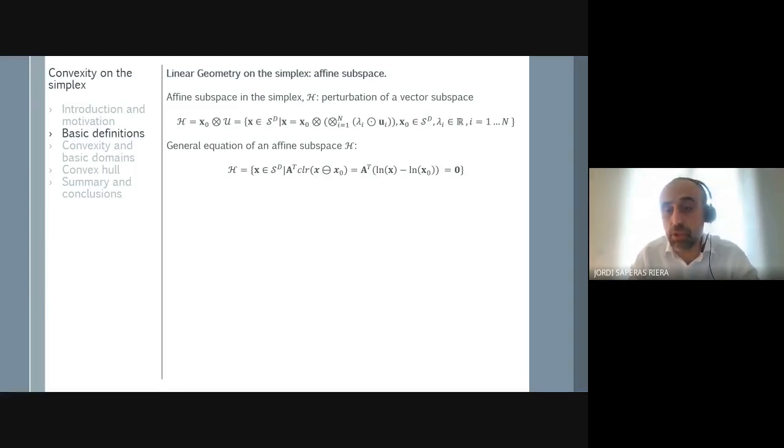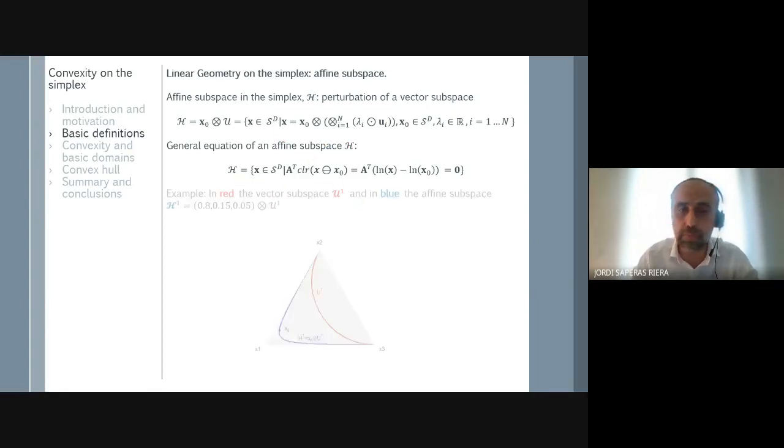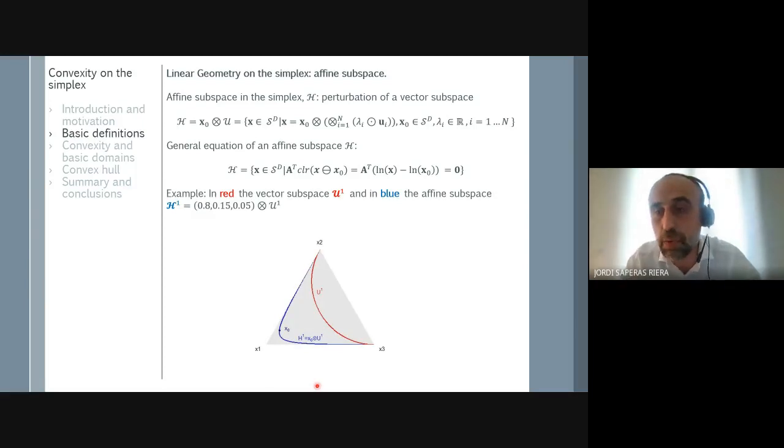Once the vector subspace is defined, we can define the affine subspace as the perturbation of a vector subspace. And as we have done before, we can transform this initial equation to a log contrast equation. In this example, we see in red a vector subspace and in blue the affine subspace that comes out from perturbing the vector subspace.